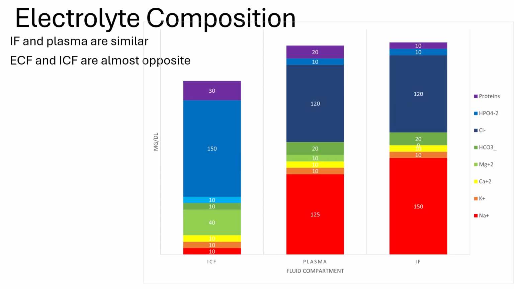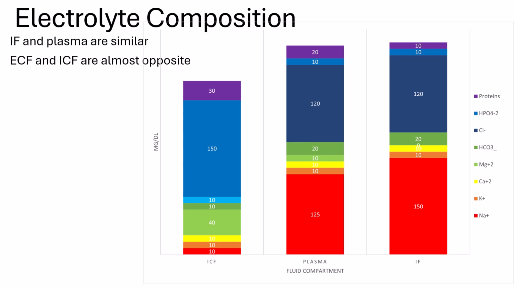This bar graph highlights the distinct electrolyte makeup of the three fluid compartments, the ICF, the plasma, and the interstitial fluid, IF. Starting with the ICF, the dominant ion is potassium, seen here at high concentrations of 150 milligrams per deciliter. This makes sense because potassium is essential for generating resting membrane potentials, and it's actively transported into cells by the sodium potassium pump.